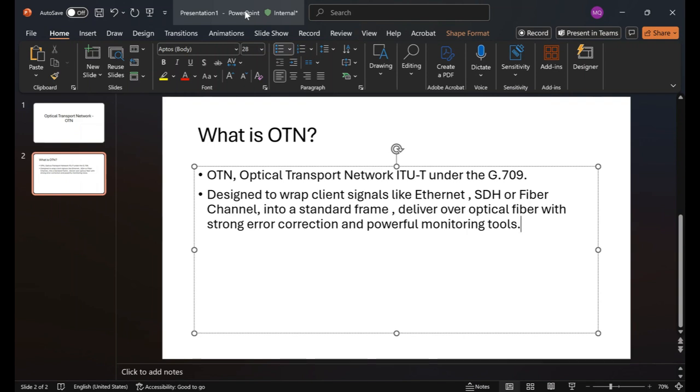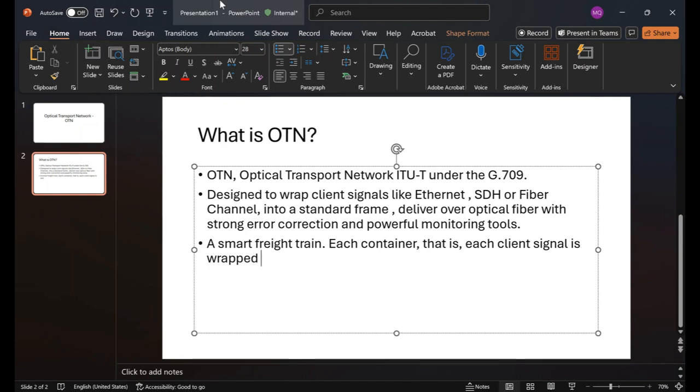Think of OTN as a smart freight train. Each container, that is each client signal, is wrapped with tracking information and protection features. Then loaded into a high-speed truck, the optical fiber.